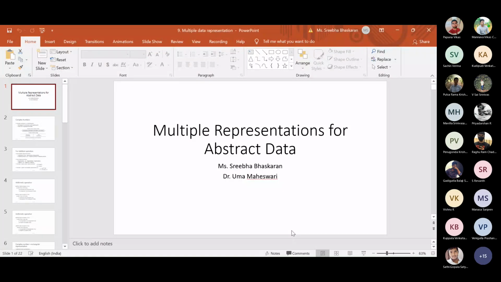So the last class we were discussing the symbolic data, how do we represent the symbolic data, and what are the different operations which we can do on the symbolic data with respect to set operations and all we have seen.